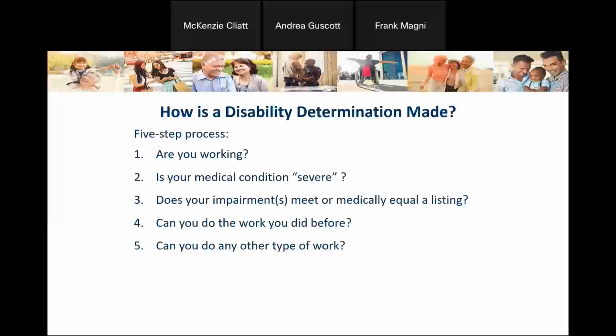There are special rules for individuals that are blind. From this standpoint, there are higher levels of what we call substantial activity as it relates to blindness. So that is a very, very special part of Social Security disability. And maybe some of the things that I discussed today might not apply to those types of individuals with blindness. Next slide, please.